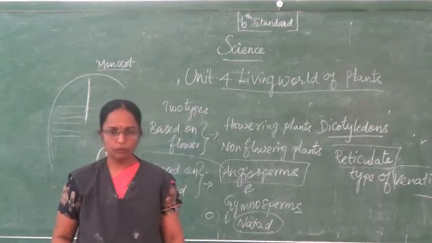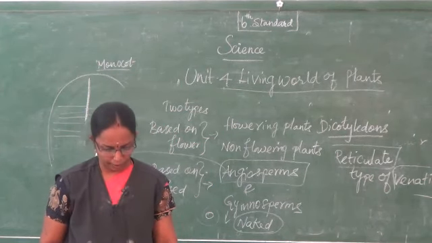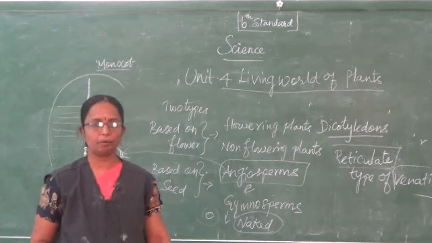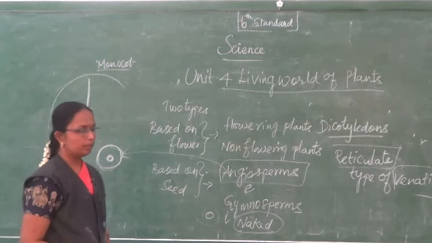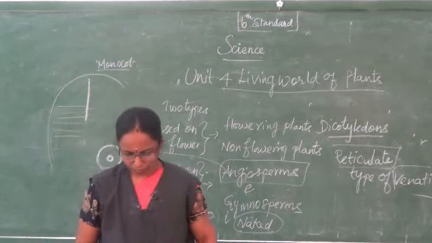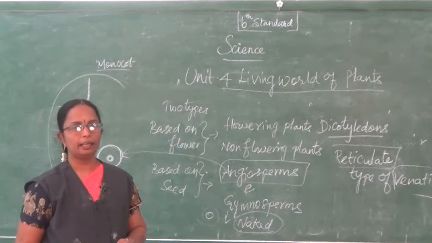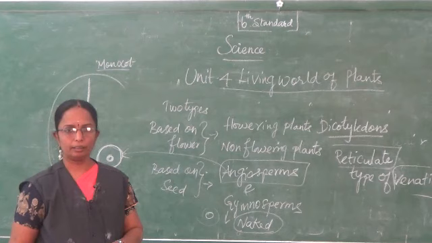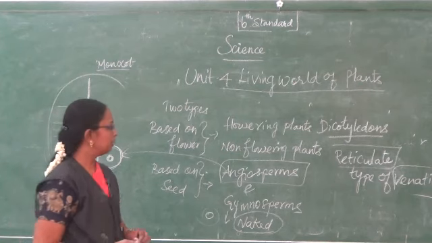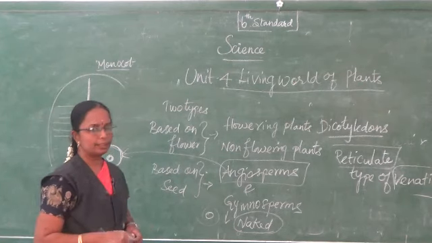Okay, so far we have learnt about the types of plants. Next, about the habitat. What do you mean by habitat? The place where we are living, the dwelling place where the plants are found, is known as the habitat.